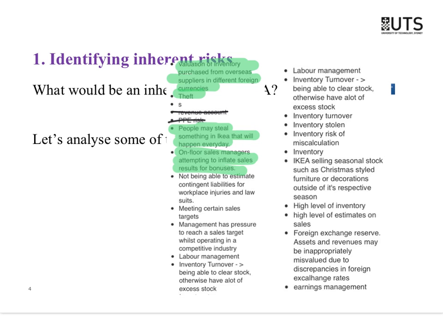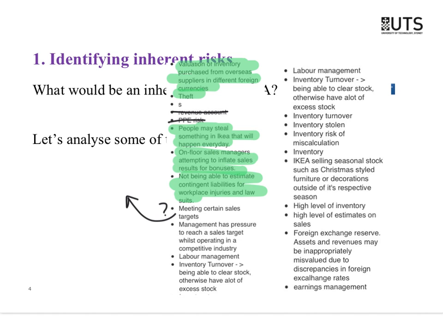Okay, next one, not being able to estimate contingent liabilities for workplace injuries and lawsuits. I would say that's definitely something to consider. All right, and that would be the same for any business. Meeting sales targets. Now, I'm going to put sort of a question mark next to that one.